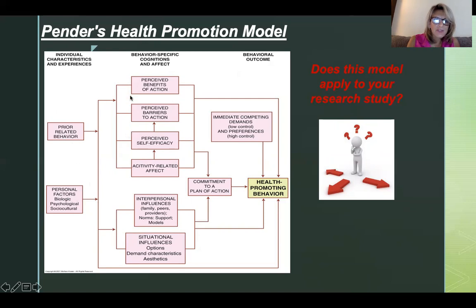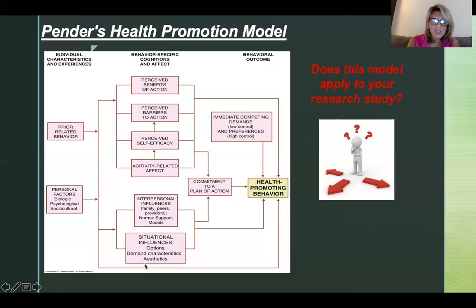So prior related behavior, then we want to look at their perceived benefits of action versus their perceived barriers to action, perceived self-efficacy, and activity-related affect. We also want to look at the personal factors. I was looking at what are the interpersonal influences of these nurse practitioners around the thought process of medicinal marijuana. Like, how did their family feel about it? Was it a stigma? Was it a negative thing? Did they think it was dirty? Did they think they were going to get backlash from their peers for positively promoting it? What was the influence around them?